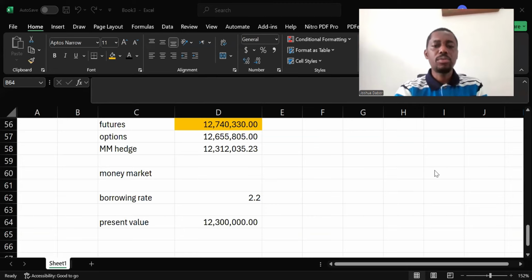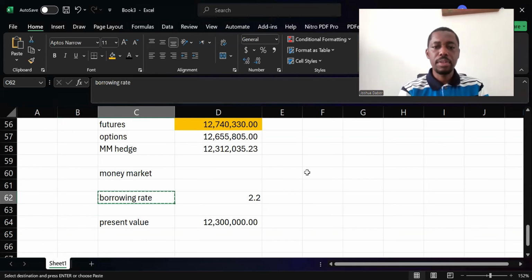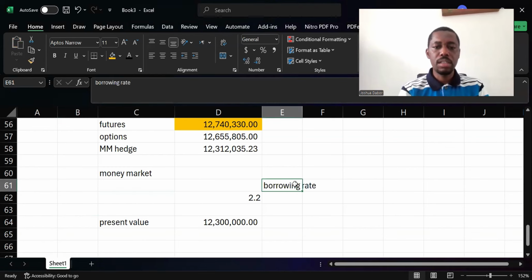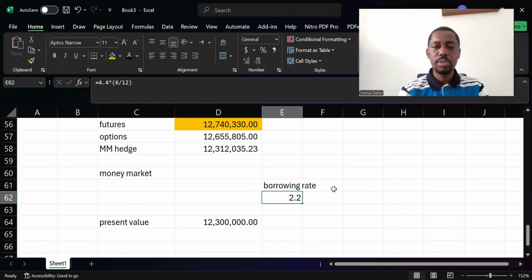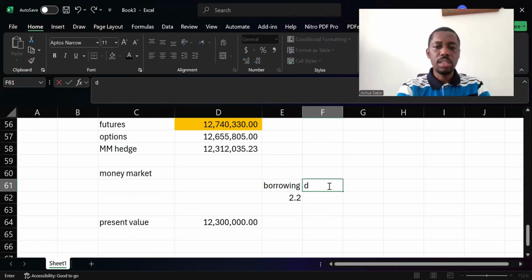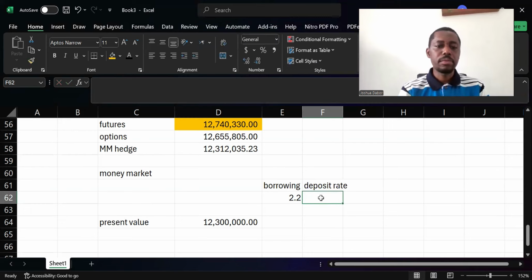Okay, so this is the amount to be borrowed, 12.3 million, and the borrowing rate is 2.2. So let me just do something like this. Let me bring this here. So the borrowing rate is 2.2. So let's look at the deposit rates. Deposit rates. So the deposit rate is 2.3.